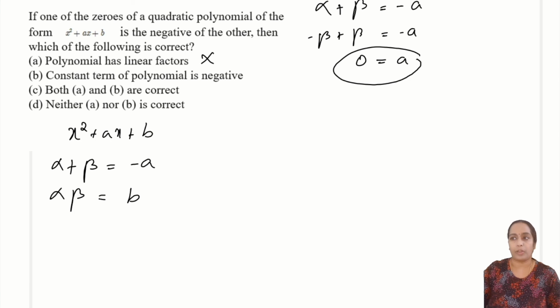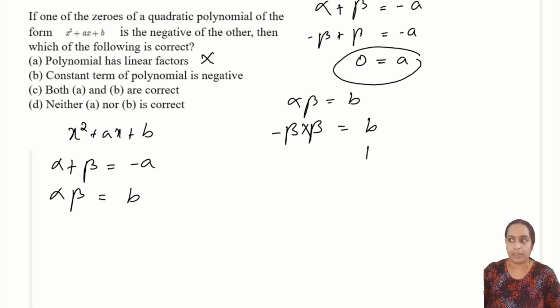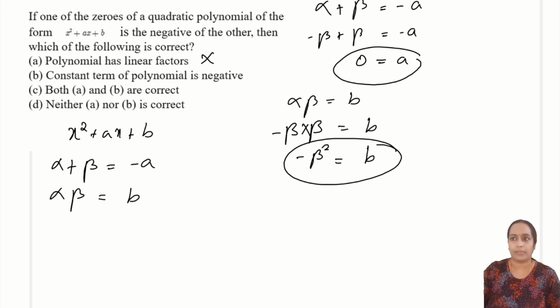Constant term of the polynomial is negative. Let's try for it. So alpha beta is b. The question says one zero is negative of the other. So alpha is minus beta. So minus beta multiplied by beta is going to be the constant term, which is b according to the polynomial. So the constant term is definitely negative. So option B is the correct answer.